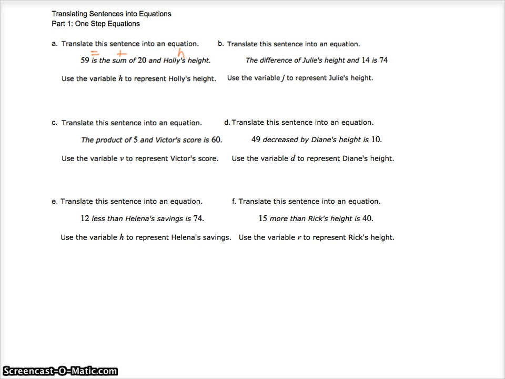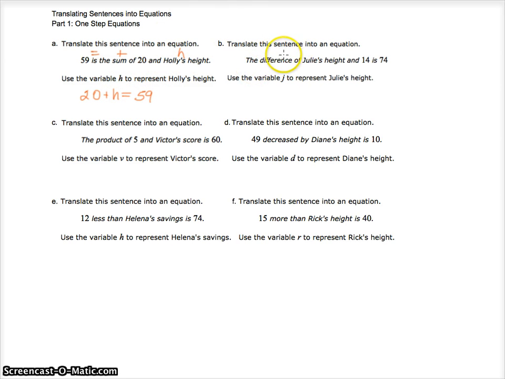So we have h. So we know that we're going to add 20 and Holly's height, and it's going to represent 59. So what we need to rewrite it as is 20 plus h for Holly's height equals 59. Because it says the sum of 20 and Holly's height, we have to put the fact that it's addition between the two because we're adding them together. And now we've translated our sentence into an equation. Let's look at part B.